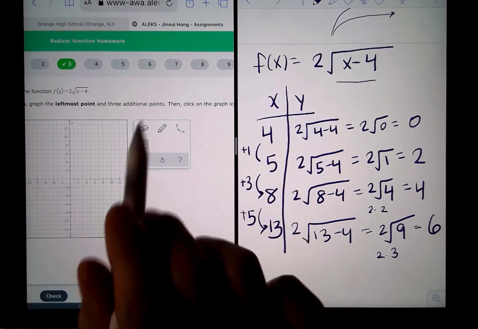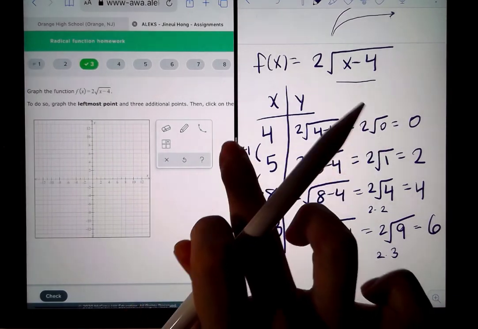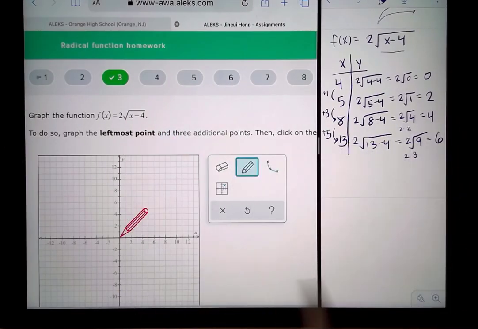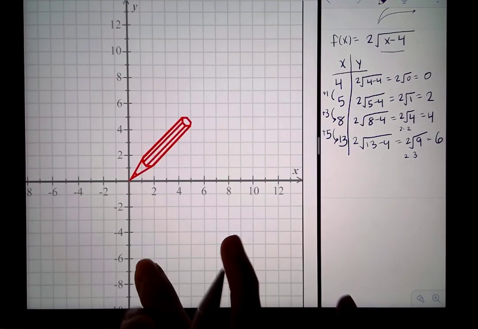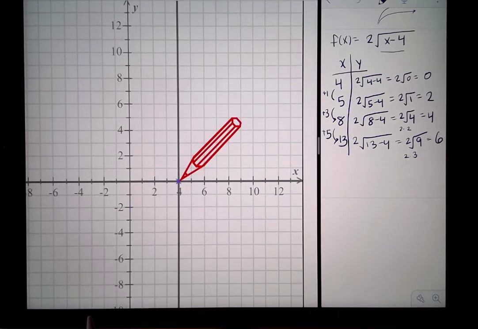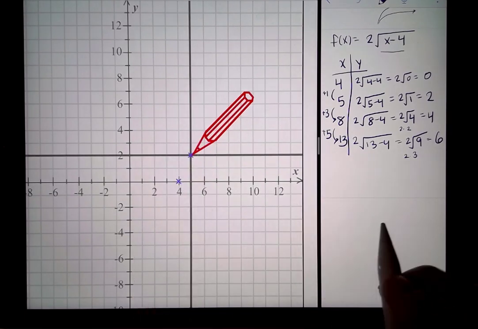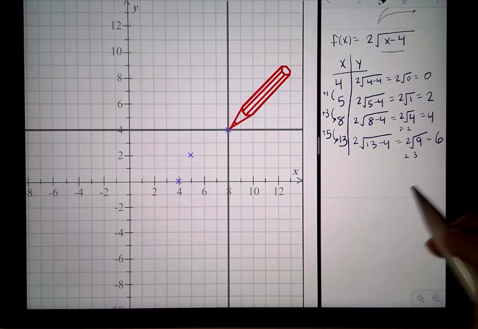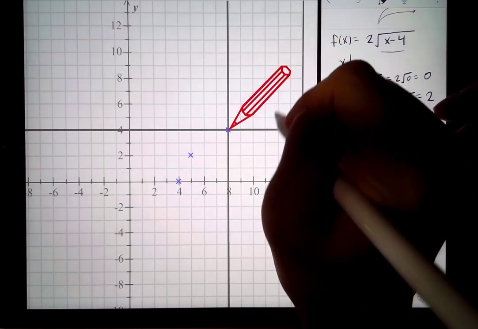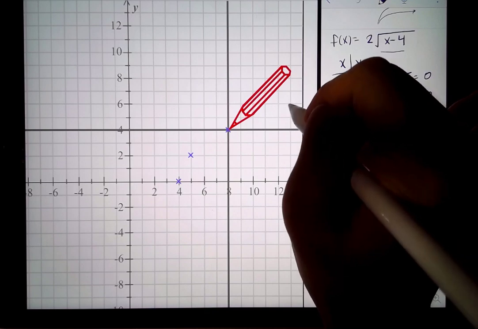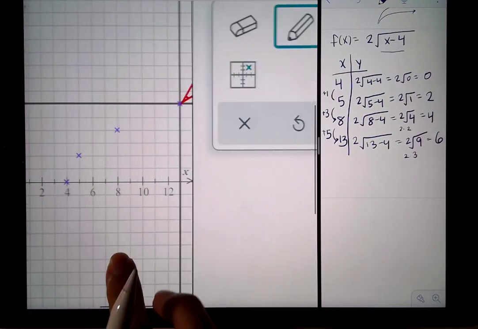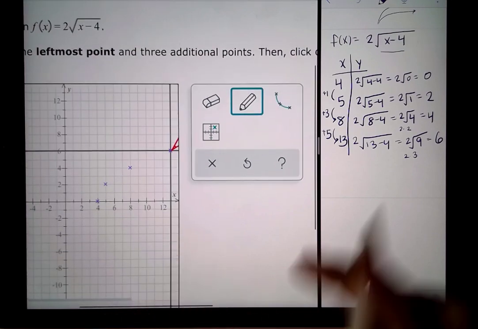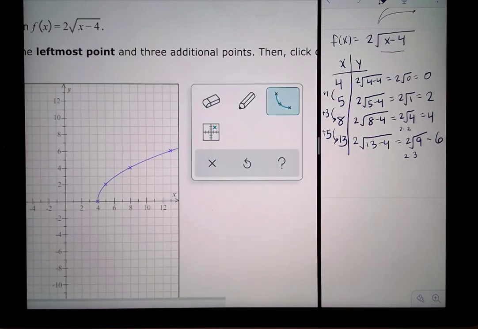So let me sketch that. Good. Alright, so 4, 0. And then 5, 2. And 8, 4. And 13, 6. 13 and 6. Like this. Right? And you graph it. Yay! Okay, then you're done. So this is the homework. It's kind of fun, guys.